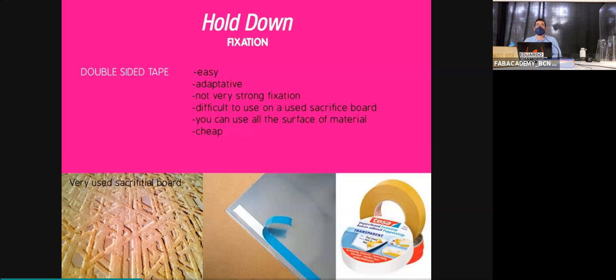And we have double-side tape. In general, we try not to use this one, and we only use it for foam. Foam is a really light material, and we don't need a lot of force to cut. So the foam usually holds really well with double-side tape. We don't recommend it for other materials because if the material moves, it can lead to a serious accident. If foam moves a little bit, okay, it's not a big deal.